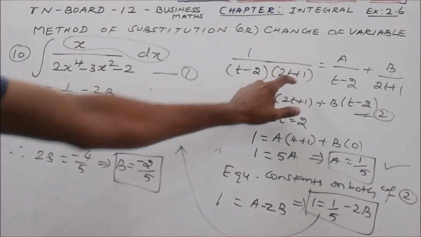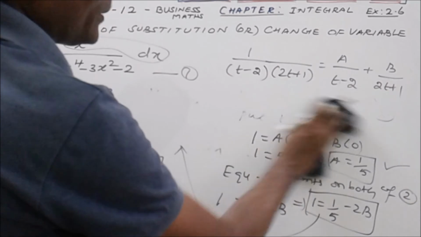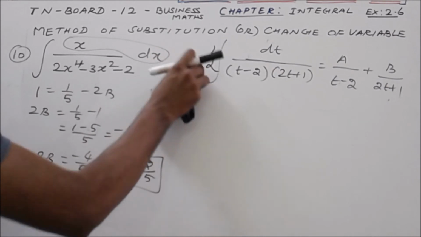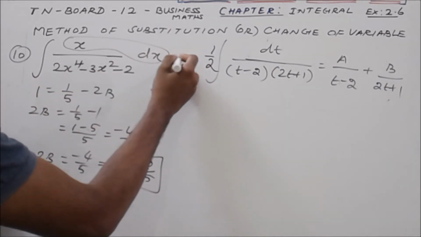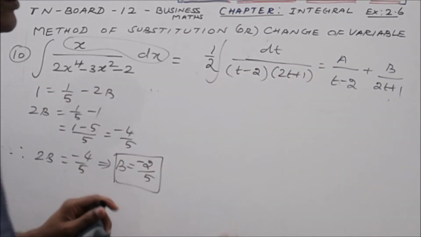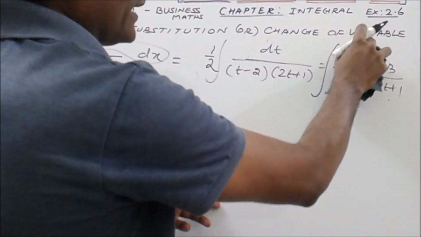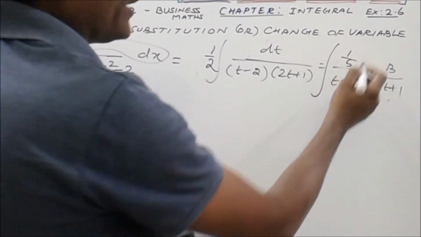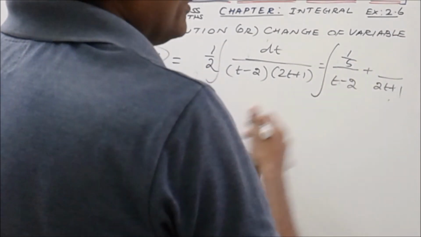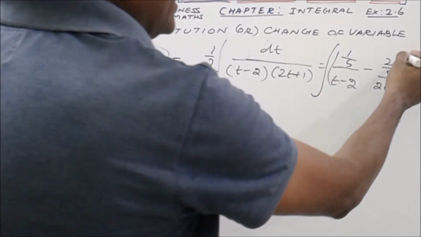Substituting these values in the fraction, the whole fraction is converted into two different fractions in addition. So substituting the values of a, the problem will be equal to half of integral dt by (t minus 2)(2t plus 1), that is equal to a by t minus 2 plus b by 2t plus 1. Instead of a we have 1 by 5, 1 by 5 by t minus 2 plus, instead of b we have minus 2 by 5, into 2t plus 1, into dt.